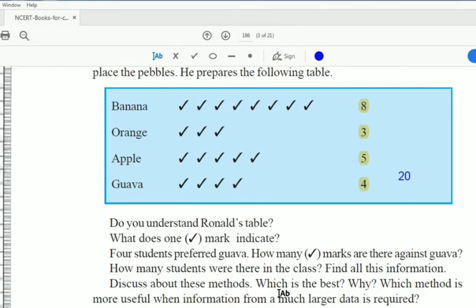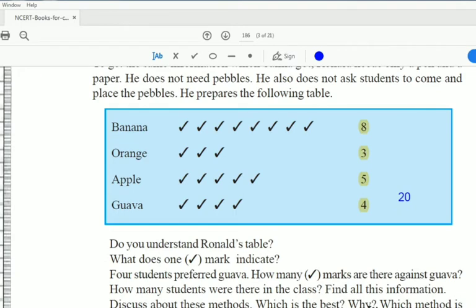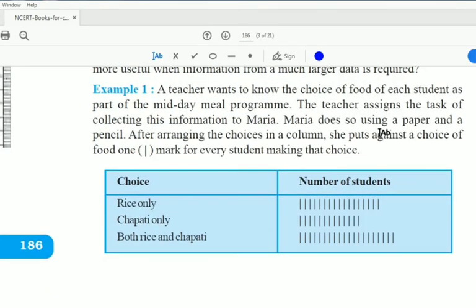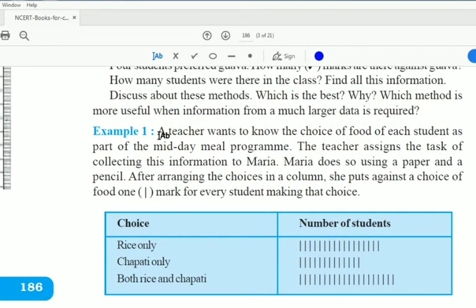Discuss these methods. Which is the best? Tell me which is the best. Uma's, Salma's or Ronald's? Yes, Ronald's. Why? Because it is a time saving method. Which method is more useful when information from much larger data is required? Yes, of course, it is Ronald's method because it saves time and we can easily obtain the total number of students also. So dear students, let us look at one more example. Look here carefully. Now we will read.